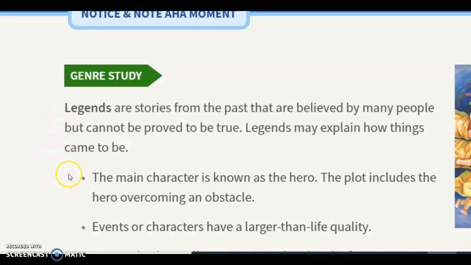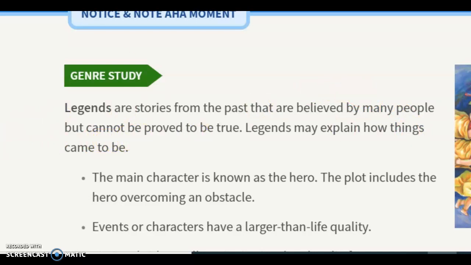The main character is known as the hero. The plot includes the hero overcoming an obstacle. Events or characters have larger than life qualities. So these legends are very similar to tall tales, especially with the larger than life qualities. But the difference is tall tales are exaggerated to the point where you know for a fact there's no way that can be true. A legend is believed to be true by many people, although they can't prove it.